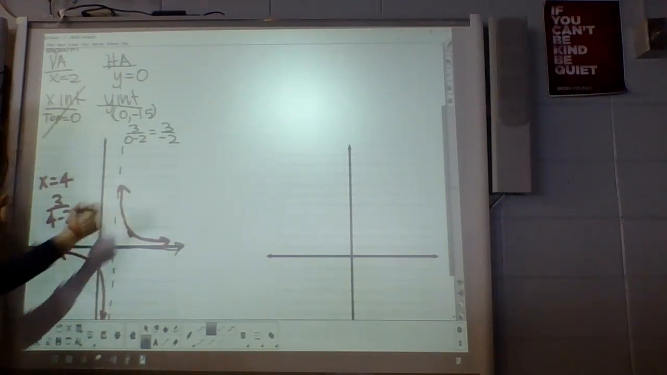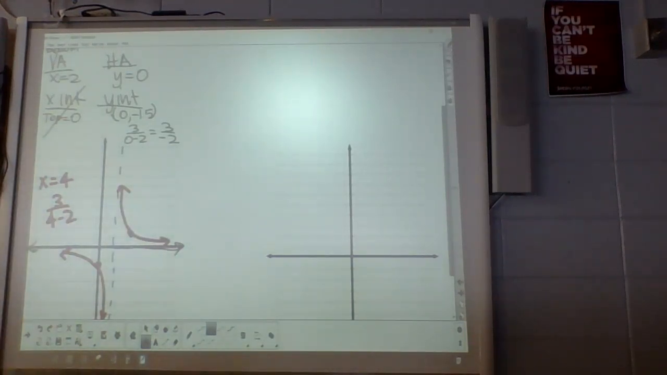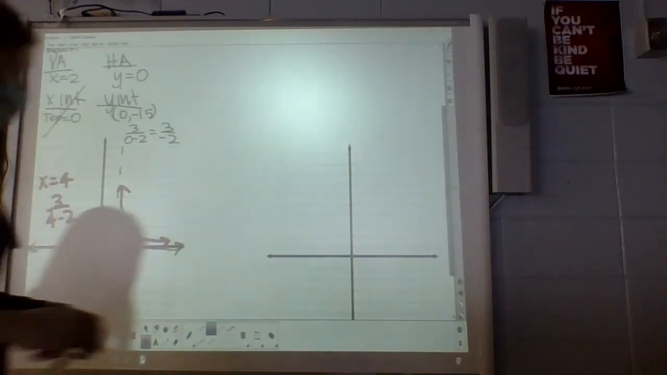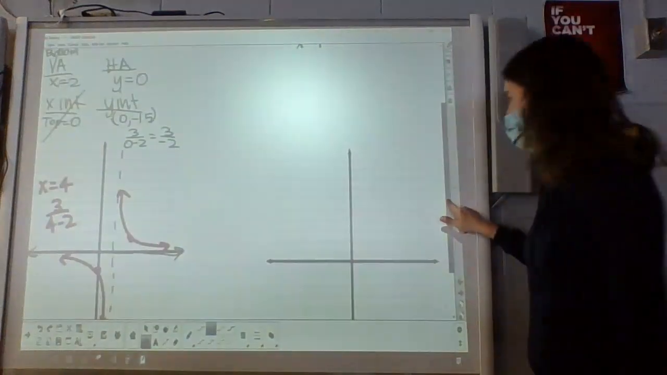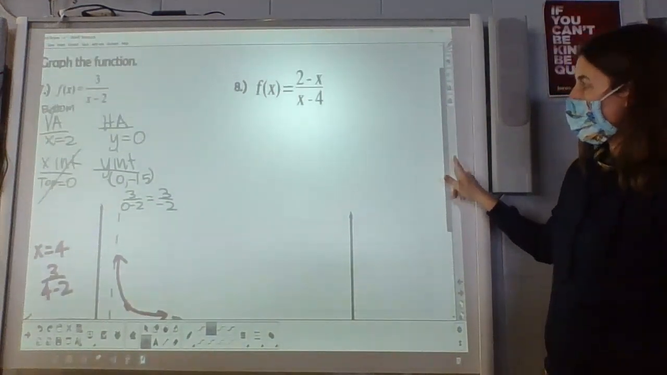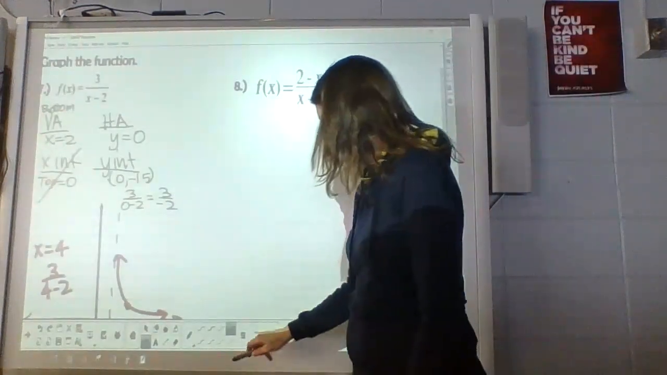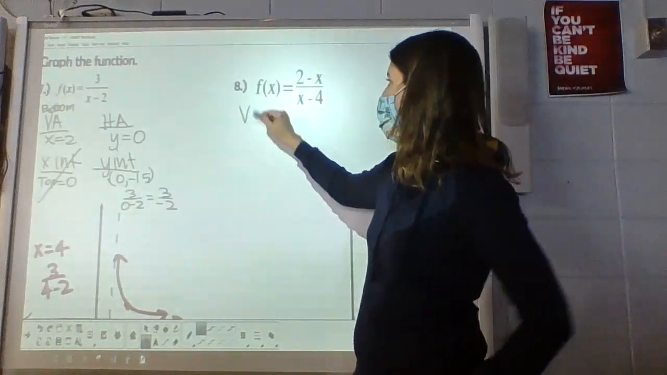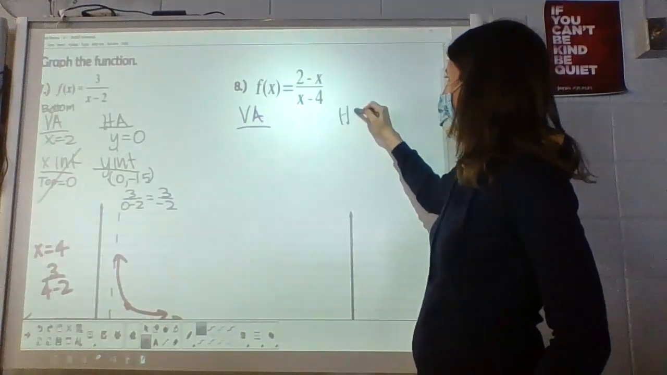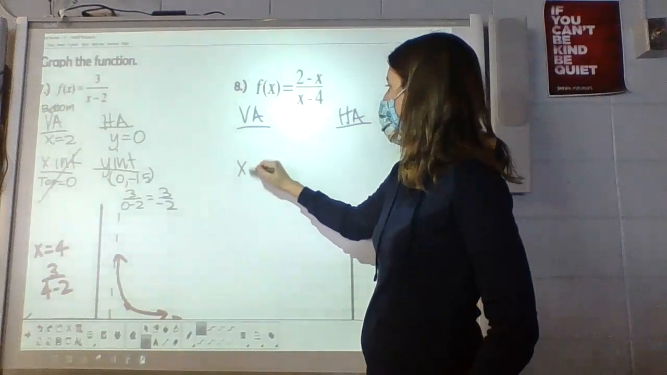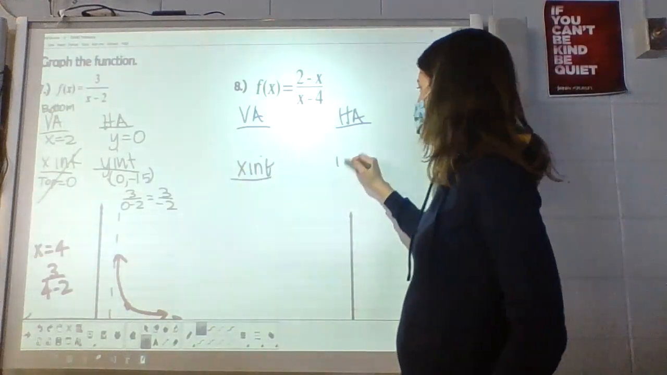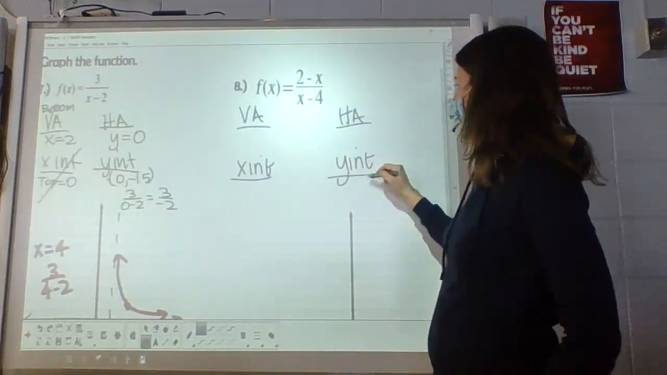And remember, the x-intercepts and y-intercepts are just kind of nice points. They're helpful. The x-intercept in this case is where y equals 0. That's where the top equals 0. And there isn't one in this case, because 3 can't equal 0. Then for the y-intercept, I want to see what happens when x is 0. So I'm going to put 0 in for my x.